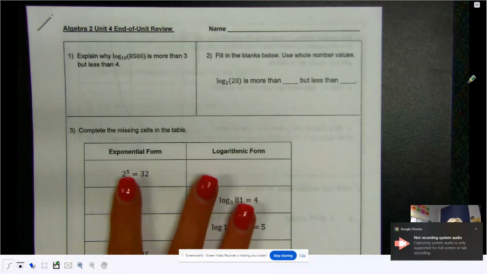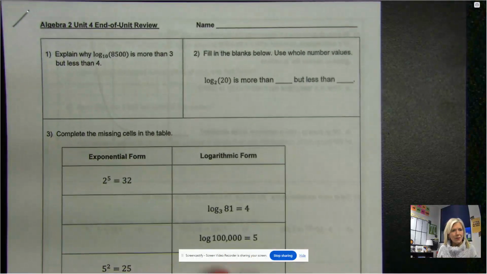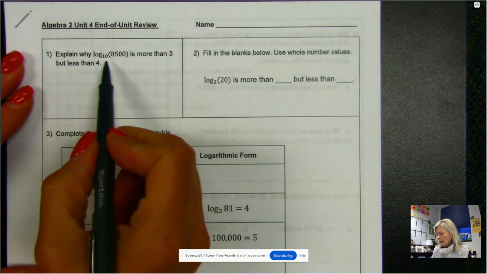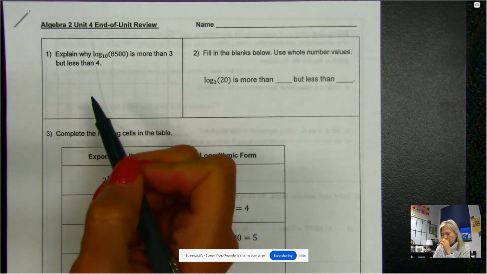All right, let's look at this Unit 4 end of unit test review. So we'll just get started. So the first one, explain why log base 10 of 8,500 is more than 3 but less than 4.